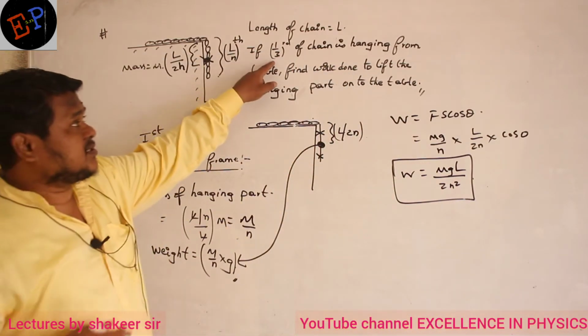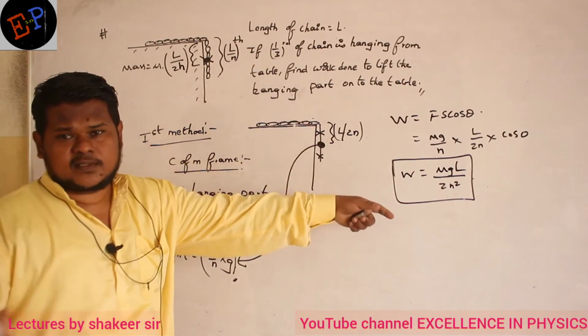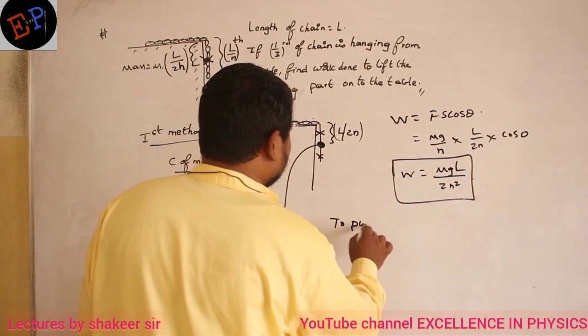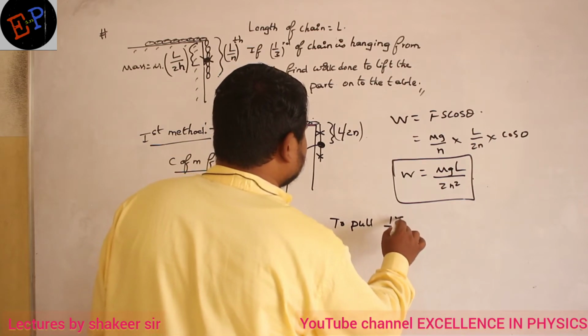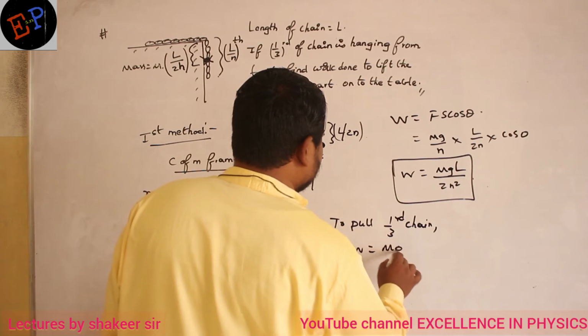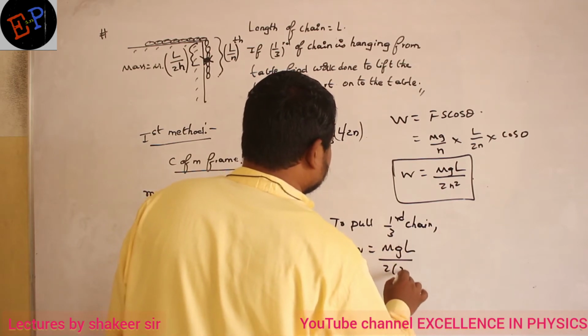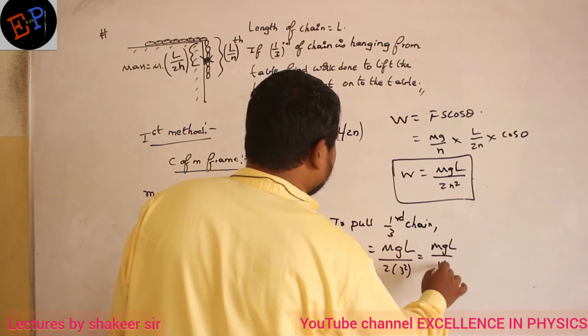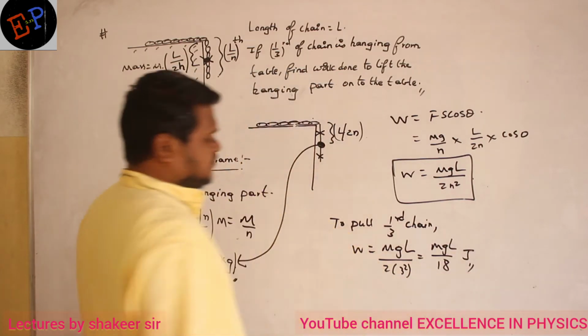N value is nothing but 3, no? So substitute 3 there, then that is my required answer. Clear? So therefore, to pull 1/3 of the chain onto the table, how much work do I have to do? mgl divided by 2 into 3 square. 3 square is 9, 9 twos are 18. So mgl divided by 18 joules of work I have to do.